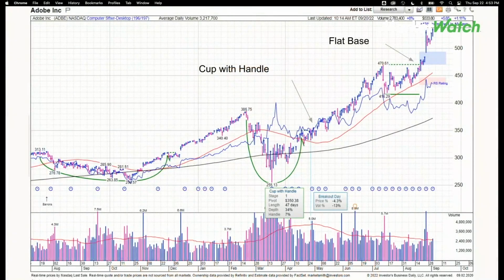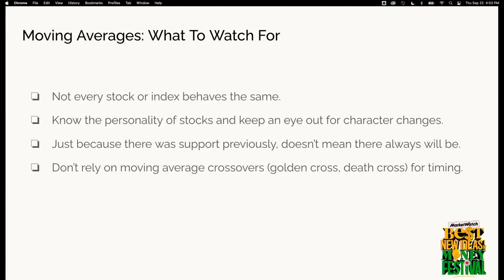Still people. Yeah. So there's different patterns: cup with handle, flat bases, double bottoms. We talked about tight action. So there are different patterns that you can use: flags, pennants, head and shoulders. So lots of different patterns that can give you further information, potential buy signals, sell signals, and the like.